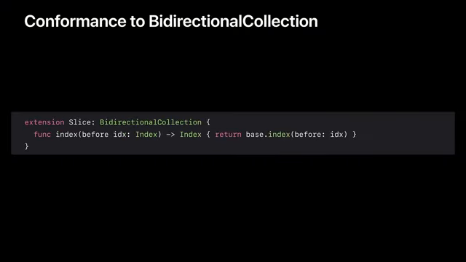We can fix that. Let's extend slice to make it conform to the bidirectional collection protocol. We need to implement this index before operation, which we can implement in terms of the underlying base collection. Except the compiler is going to complain here. The only thing we knew about that base collection is that it's a collection. It doesn't have an index before operation on it. We know how to fix this.